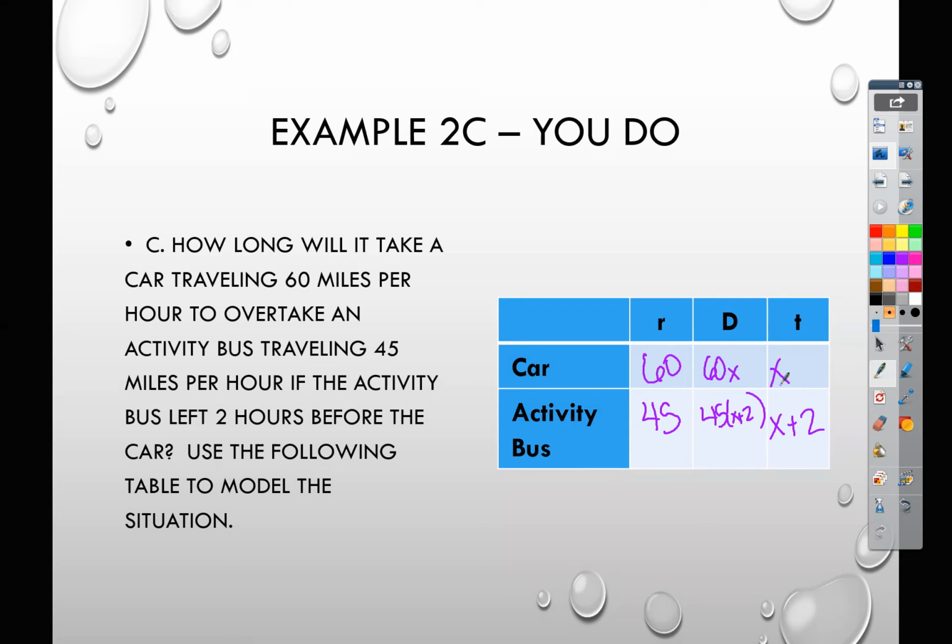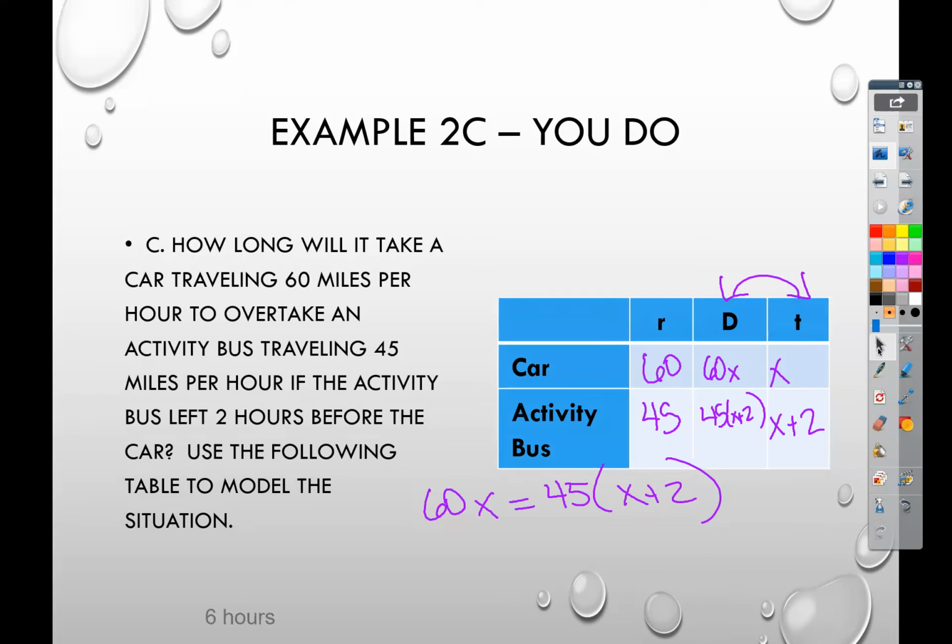Okay, so I did this because the car's traveling at 65, the activity bus is traveling at 45. I don't like the way this table is set up. I wish those two were reversed. You don't know how far the car is, but the bus left 2 hours before, so it has 2 extra hours. Since we want to know when they're going to meet up, we would set it up like this and solve. So if you haven't solved it correctly yet, pause it because I'm fixing to show you the answer. You should have gotten 6 hours.